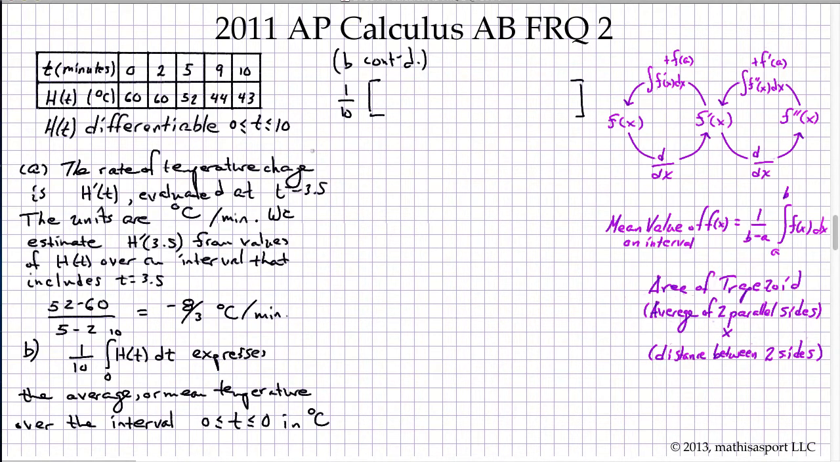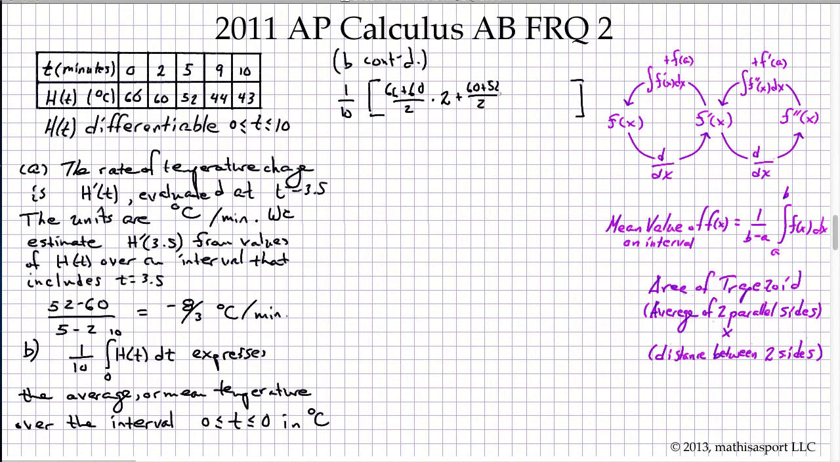So I take the average of the first interval. And I note that that's actually 66 there in the table. So 66 plus 60, the average by dividing by 2. And then the width of the interval in this case is also 2. Then I've got 60 plus 52.